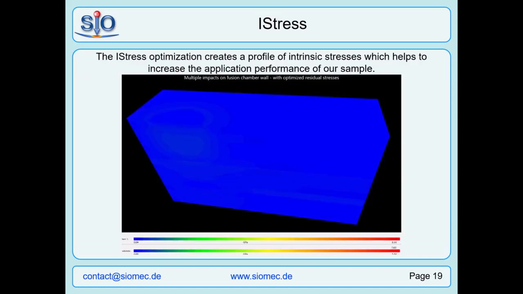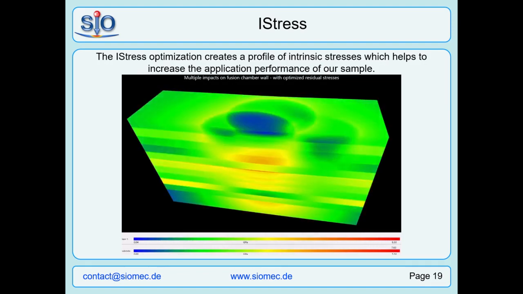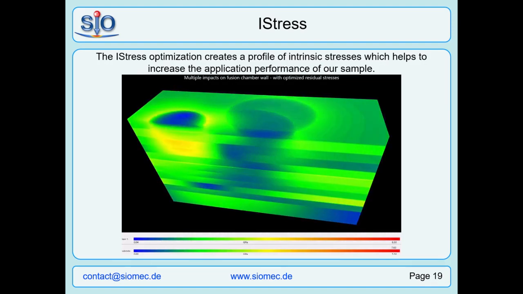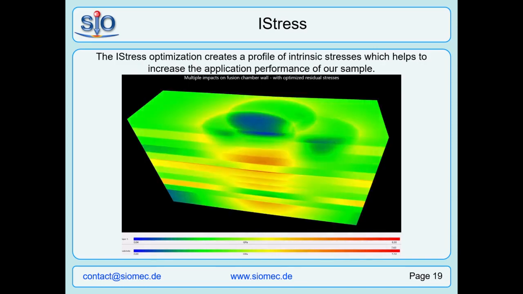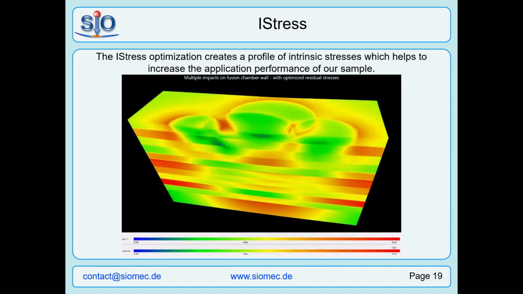This animation again shows multiple impact situations on our fusion chamber wall, this time with incorporated optimized residual stresses. We can see that there are no longer areas of plastic flow, neither within the layer nor within the substrate.